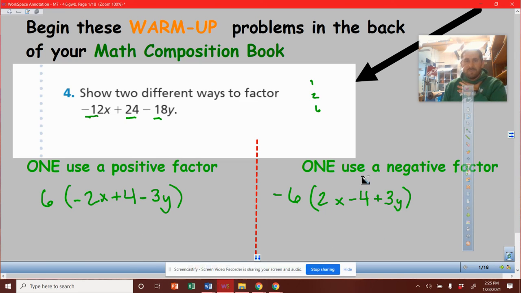So those are our two ways. Again, you could have distributed or factored out a 2, or you could have factored out a 1. Your negatives and your positives inside your parentheses would have been in the same locations.